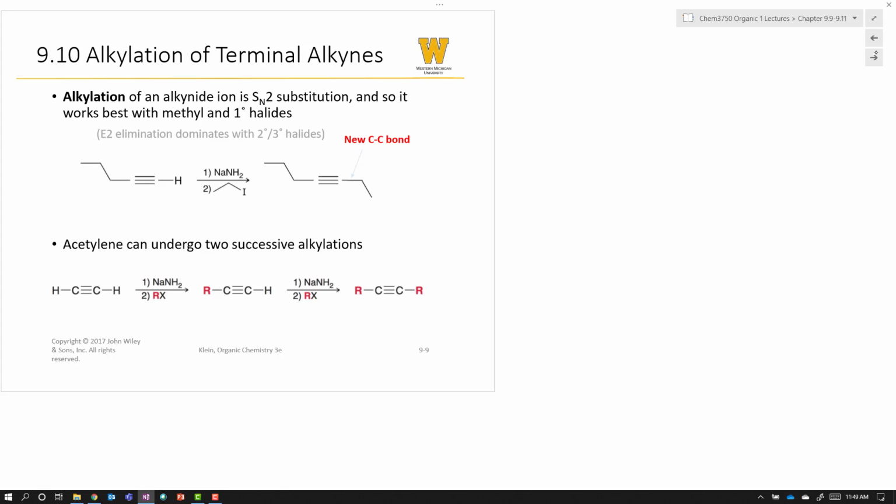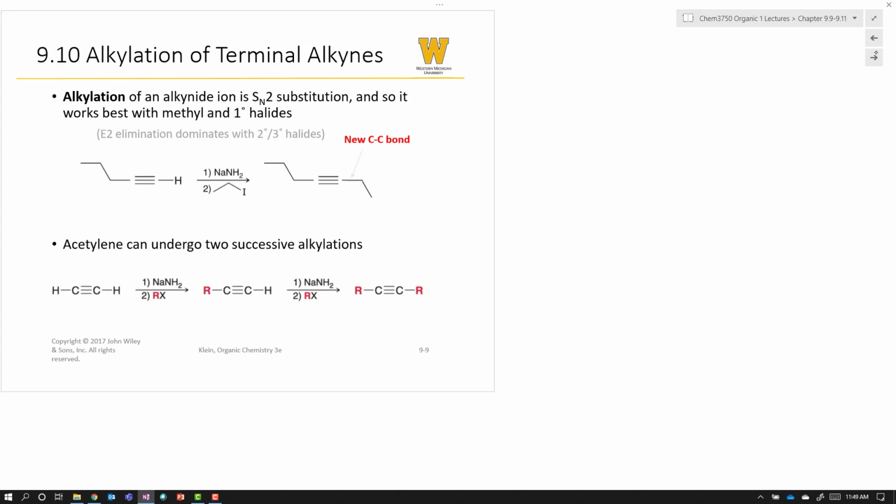So we're still talking about terminal alkynes here. So alkylation of the alkynide ion is SN2 substitution. And so it works best when we're dealing with a methyl or a primary halide. And that is because of steric hindrance. If you have a secondary or a tertiary alkyl halide, there's not going to be enough room for that alkynide ion, which is acting as our nucleophile, to come in and attack the electrophile or the alkyl halide.